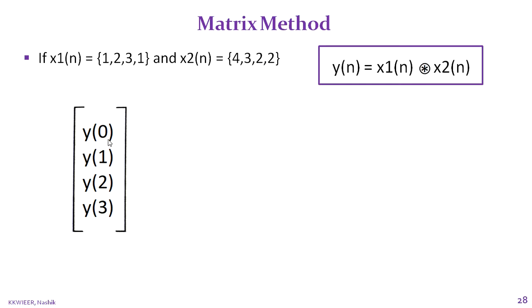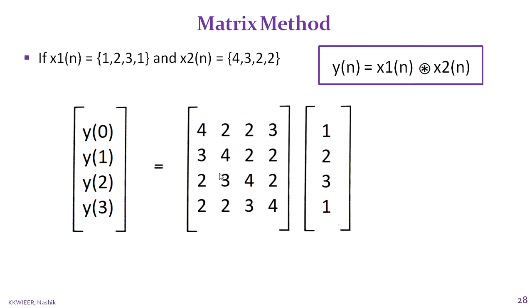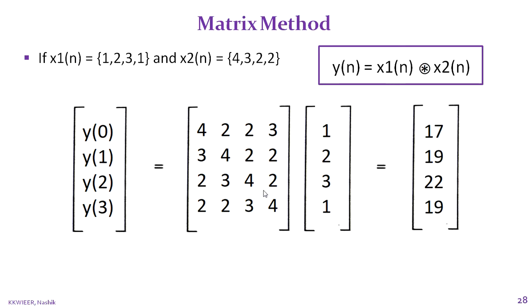So y of 0, 1, 2, 3 can be given as, now you are going to write the matrix for x1 of n. That will look like this. The last value will come up and then the rest of the values. Again the last value will come up, then the rest of the values. In this fashion you have to form x1 of n and multiply it with x2 of n. After multiplying you will get the final answer as 17, 19, 22 and 19. So that will be your answer.